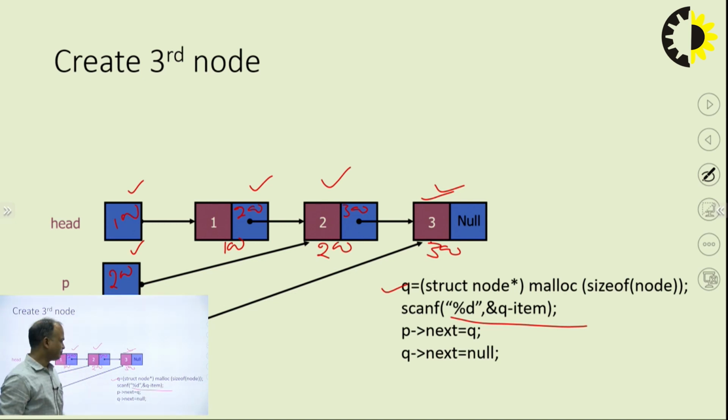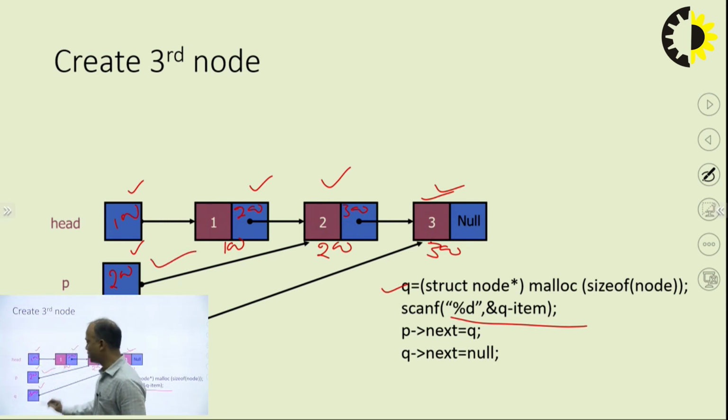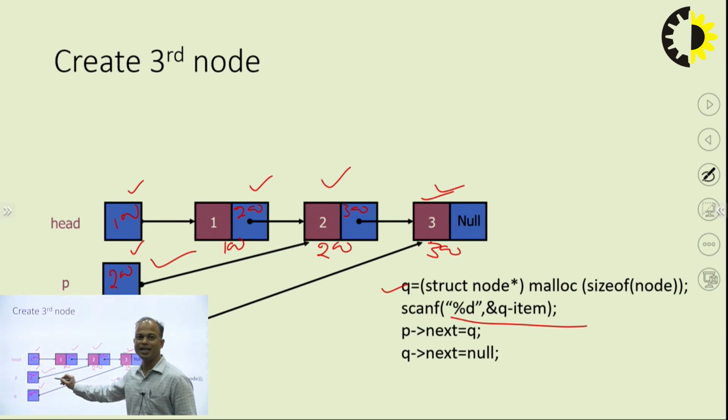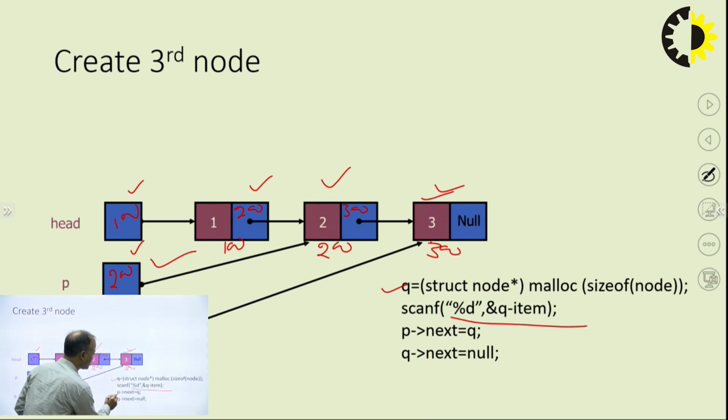After it, we need the linking process. The second node should contain the address of the third node. So the second node's address is assigned in the pointer P. P contains the address of the second node. So basically we need linking of the second node and the third node. Our code is very simple. Basically we need to access the next part of the second node. P contains the address of the second node.